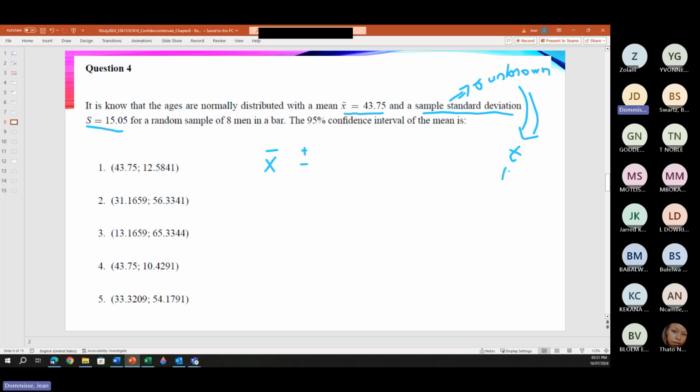Okay, so then it becomes slightly different. When we're working with a t, we need to get two things. We need to get the degrees of freedom, and then we need to work with the alpha divided by 2. Degrees of freedom is n minus 1. So let's see. It is known that the ages are normally distributed. Sample standard deviation of 15.05 with a random sample of 8 men. Okay, so that really becomes small. So 8 minus 1, the degrees of freedom is 7.